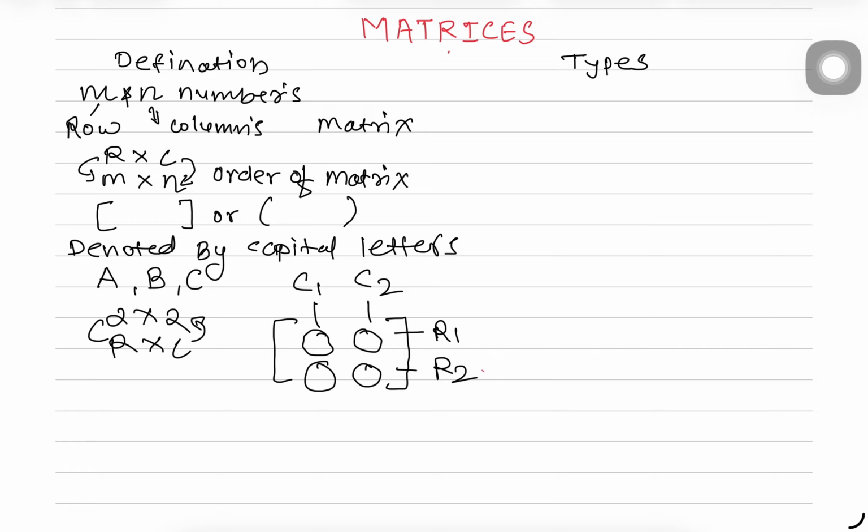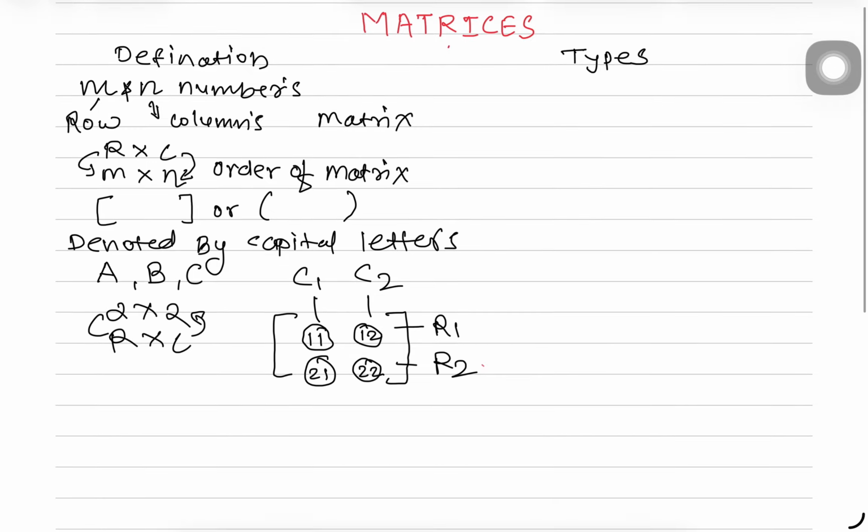This is known as 1, 1, that is first row, first column. This is first row, second column. This is second row, first column, and this is second row, second column. This is known as the positioning.